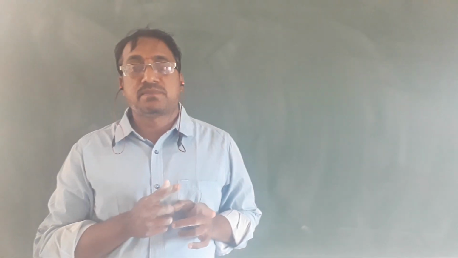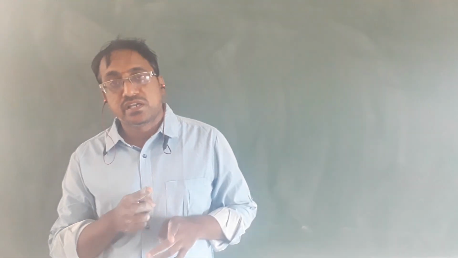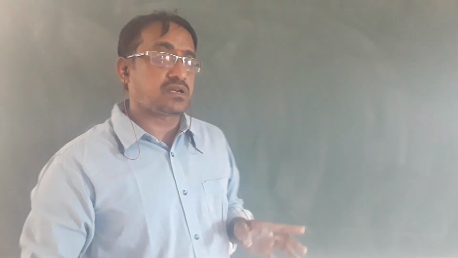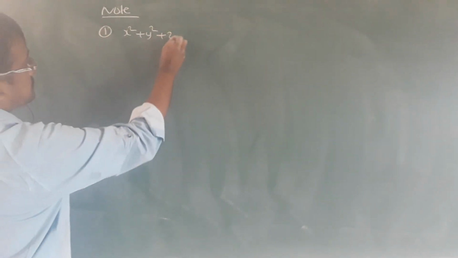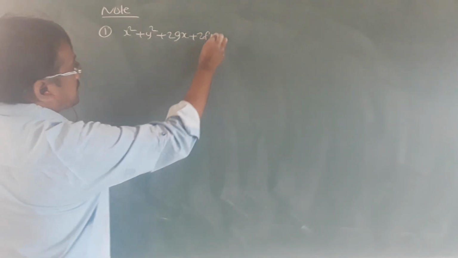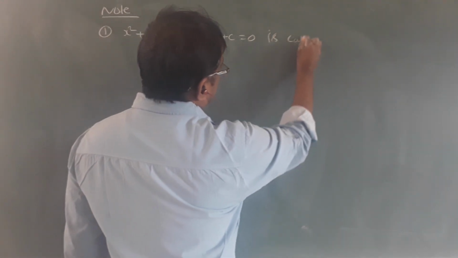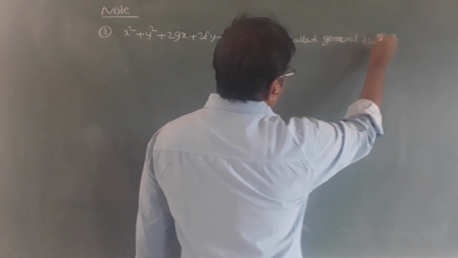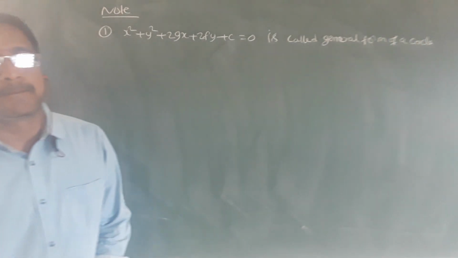The equation x square plus y square plus 2gx plus 2fy plus c is equal to 0 is called the general form of the circle. Very important. These are going to be very important points. So that equation x square plus y square plus 2gx plus 2fy plus c is equal to 0 is called the general form of a circle.